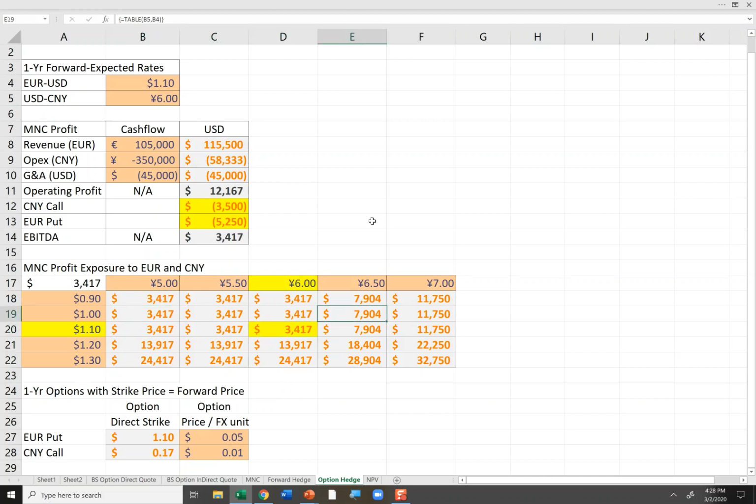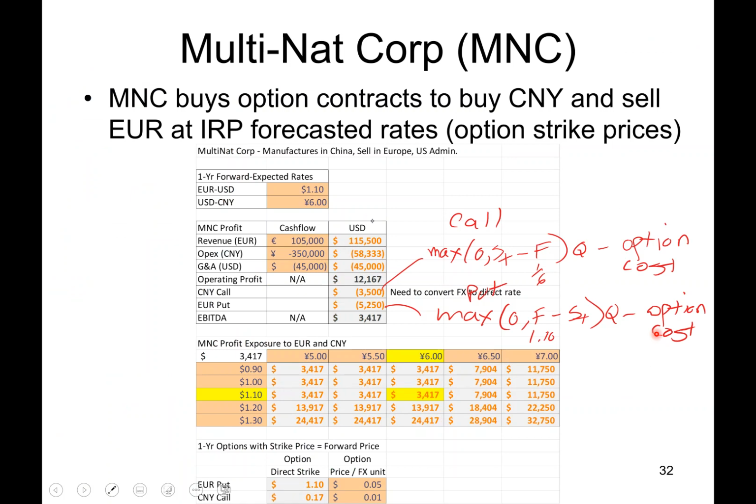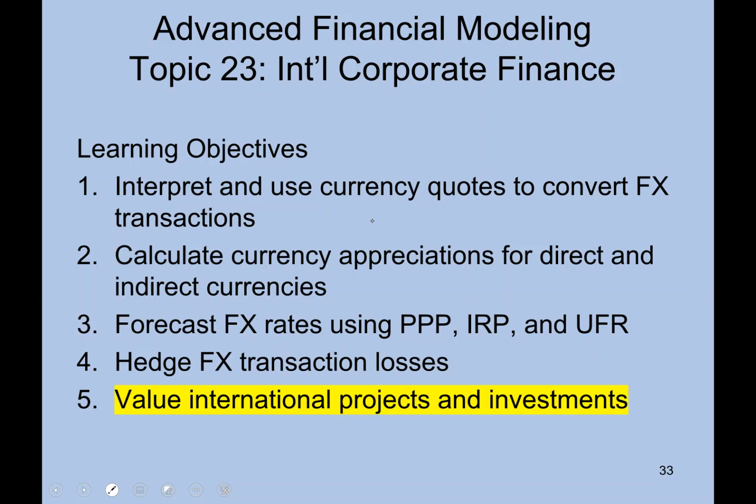However, they still retain upside, because since these are options, they'd love it if the euro appreciates and they get more revenue, and they'd love it if the yuan would devalue and they pay less for their production. So this gives them a different payoff where you reduce your expected cash flows today because you pay the premium, but then you don't worry about the exchange rate going against you, and you still hope the exchange rate goes with you. So in this example, we looked at how to hedge FX transaction losses using forwards and options.